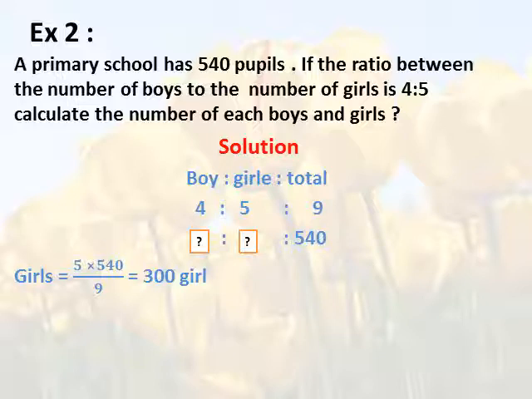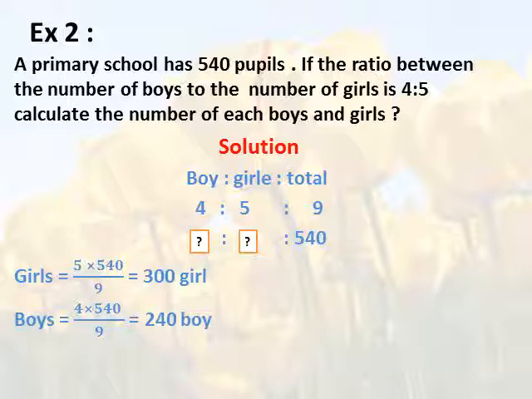To get the number of boys, we will hide the middle term, the term of girls. We will use cross multiplication to get the number of boys: 4 times 540 over 9. 4 times 540 over 9 equals 240 boys.